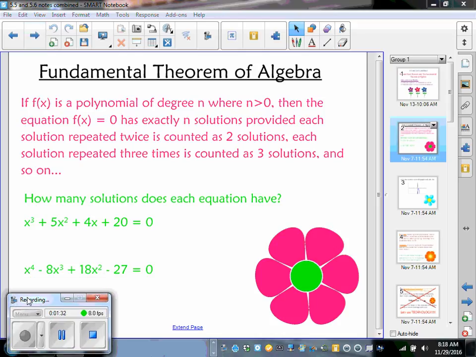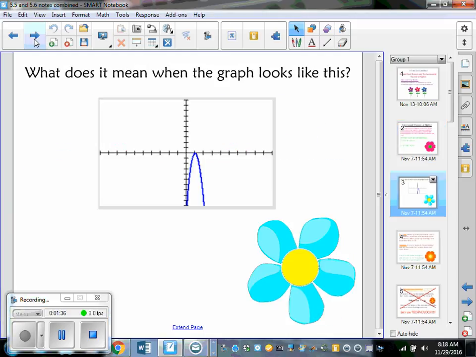This one is an x to the 4th. How many answers does it have? 4. Good job. Nice job. All right, moving on.